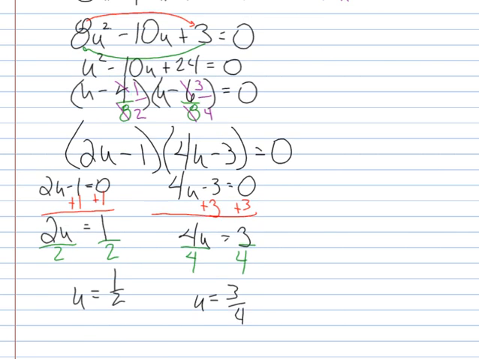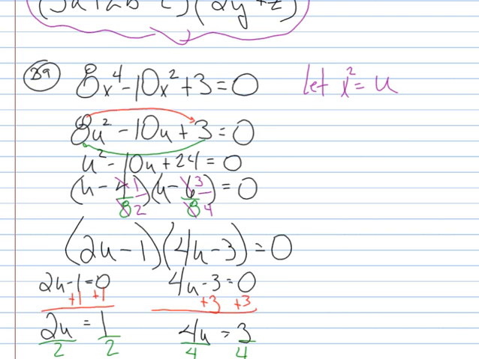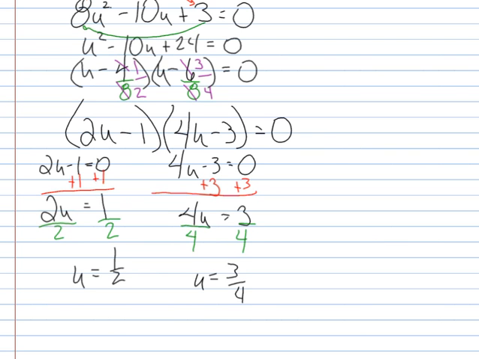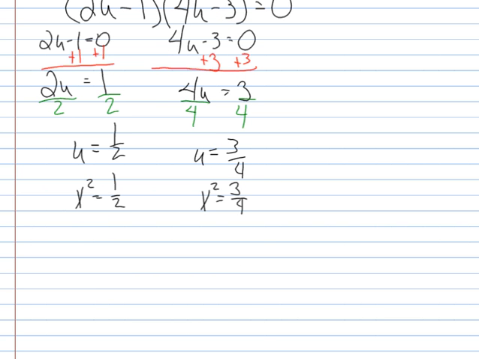But wait a minute. We don't have u. u is really x squared. So I can rewrite these things now as x squared is equal to 1/2, and x squared is equal to 3 over 4. So I now have to take the square root of both sides. Square root of x squared, square root of 1/2. So this one over here tells me that x is equal to 1 over square root of 2, and this is a plus or a minus always.